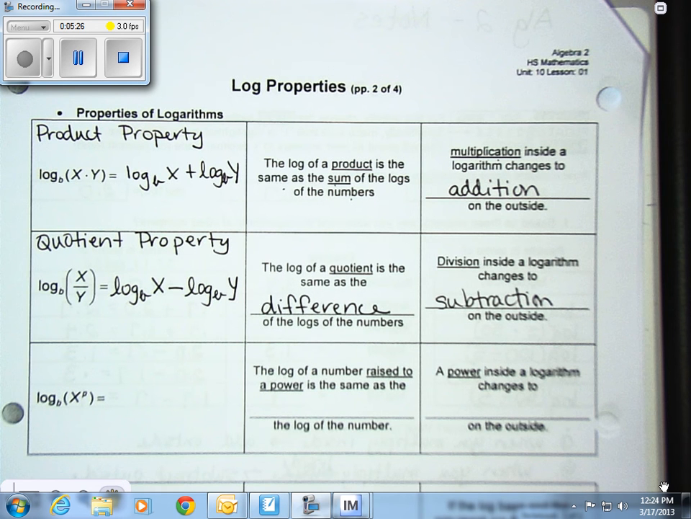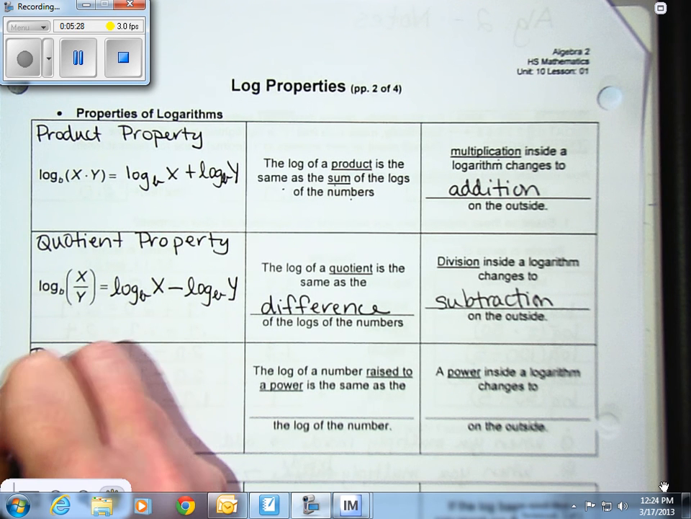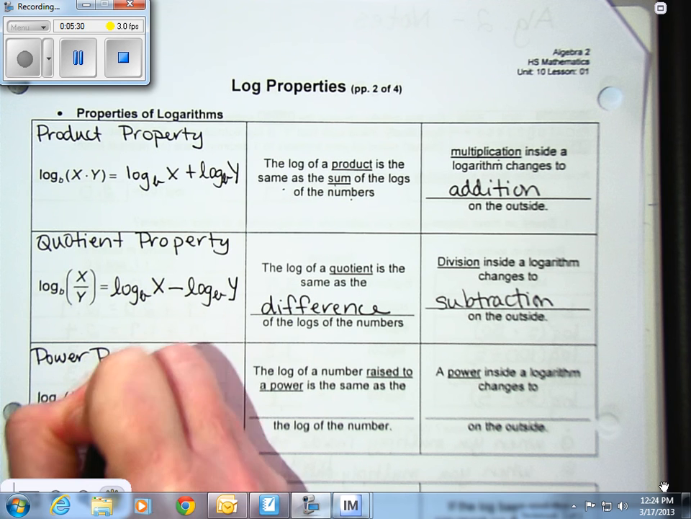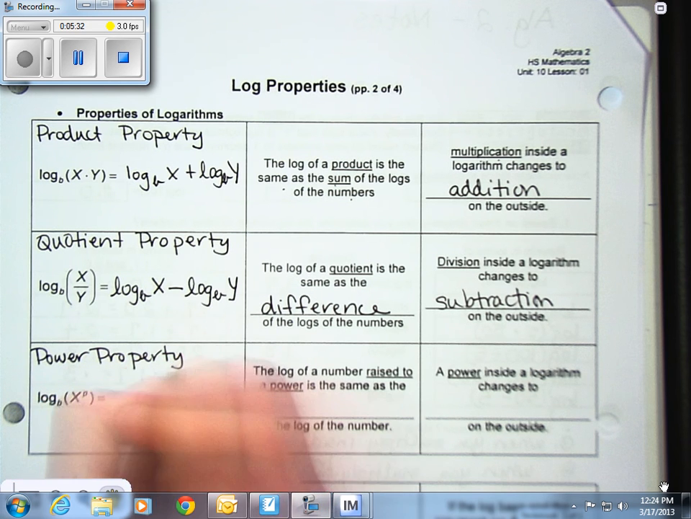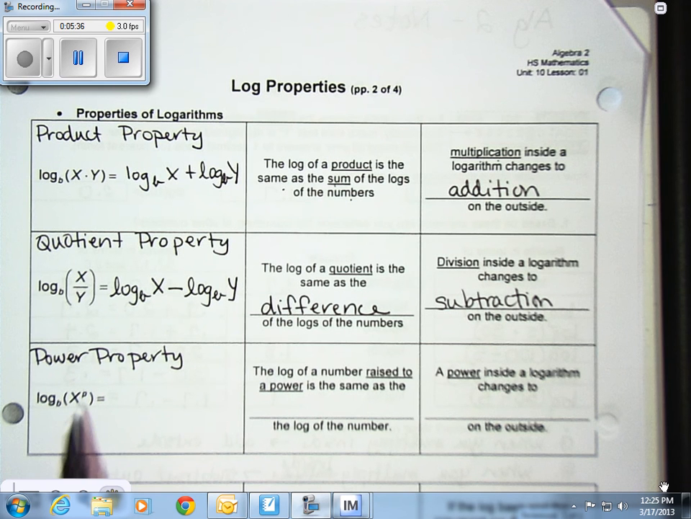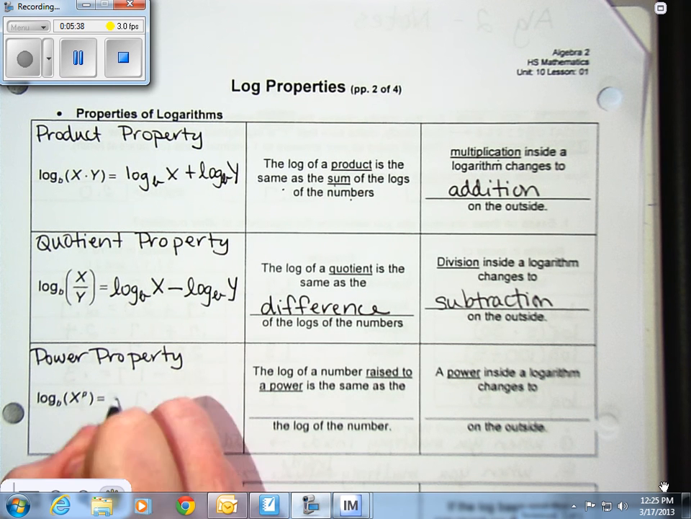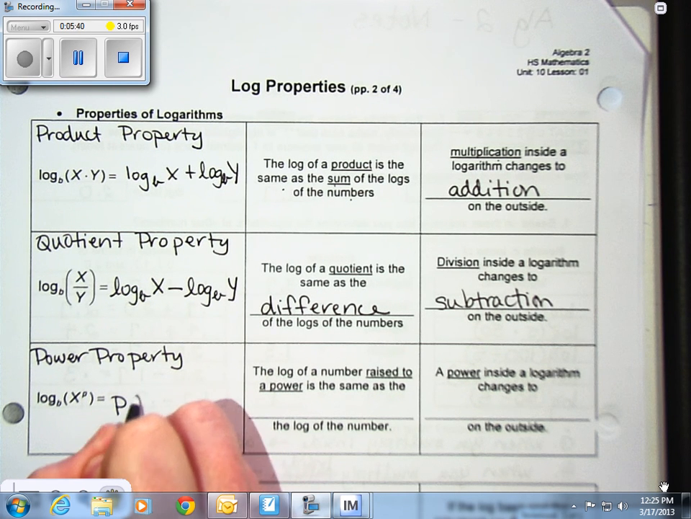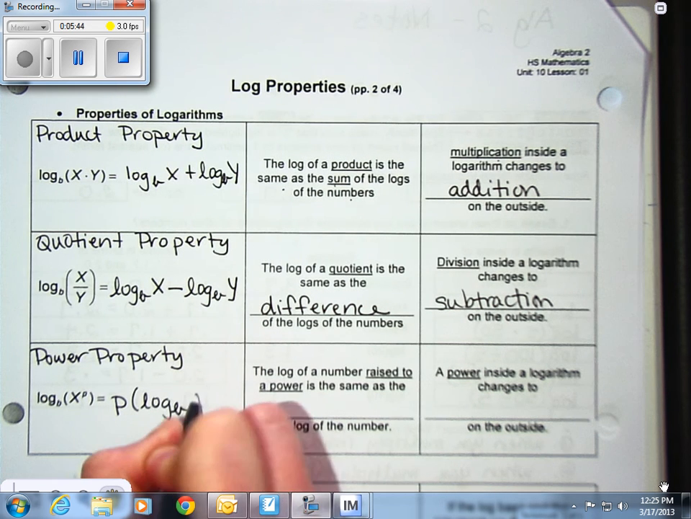The next thing we have is what we call the power property, where we have the power on the inside. What we found by looking at our examples is that when we had the power on the inside, we took the power and multiplied it by the log of the number.